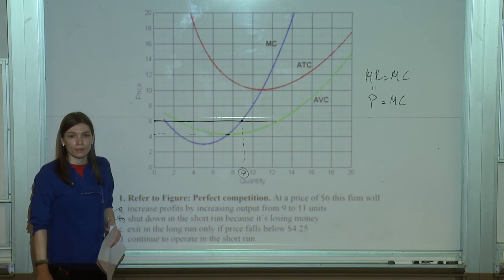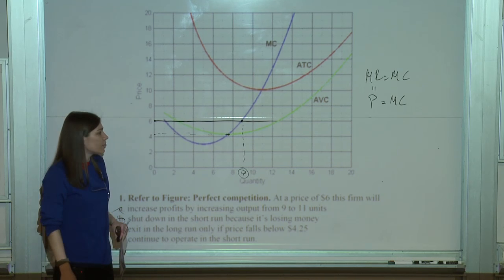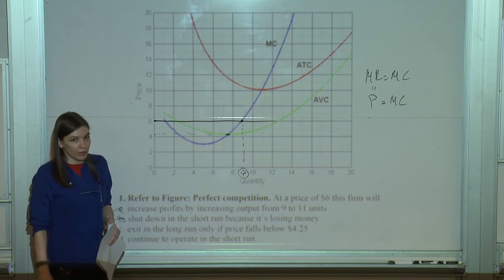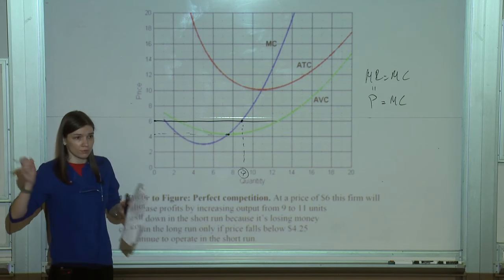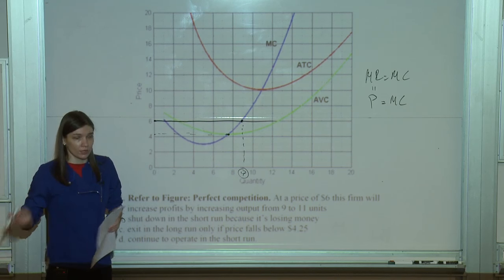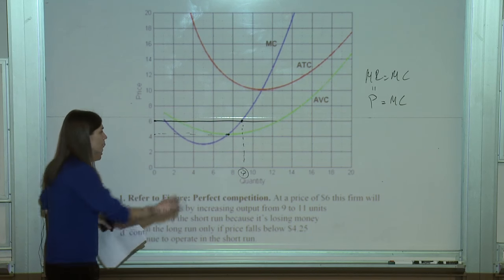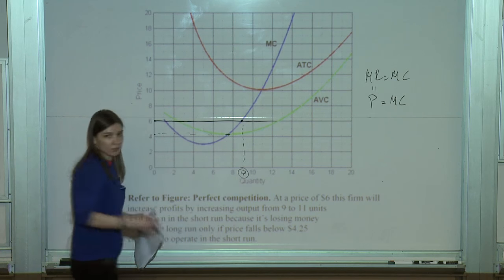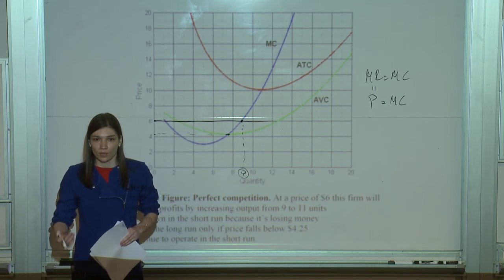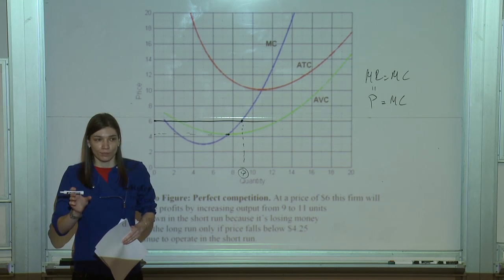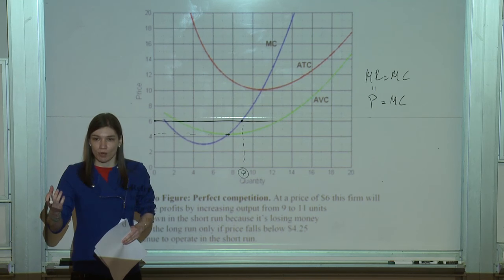Anything below 4.25? That's the shutdown price. There's a difference between shutdown price and exit price. One refers to the short term, the other refers to the long term. The shutdown price is the minimum average variable cost, where the marginal cost curve intersects the average variable cost curve. That is the shutdown price in the short run. The other thing is the exit price, which is relevant in the long run.